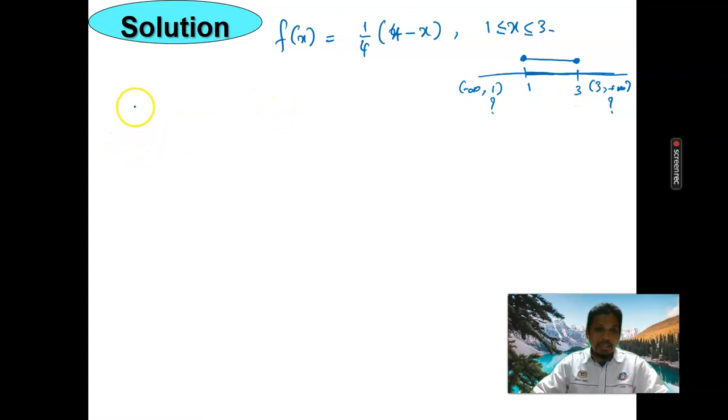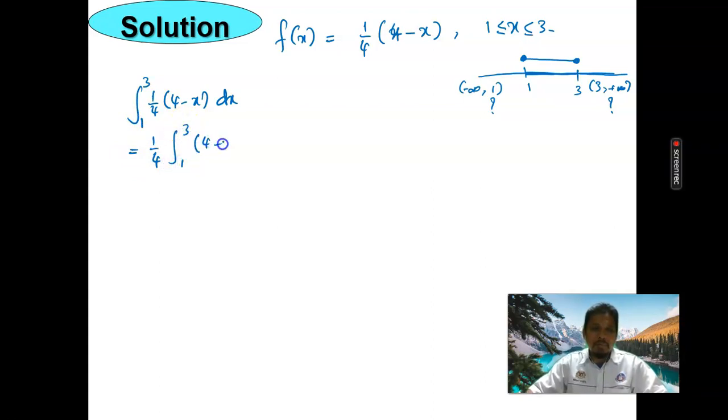So the integral of the function 1 over 4 times (4 minus x) dx from x equal to 1 until x equal to 3. Since 1 over 4 is a constant, take it outside. So 1 until 3, (4 minus x) dx. Then 1 over 4.